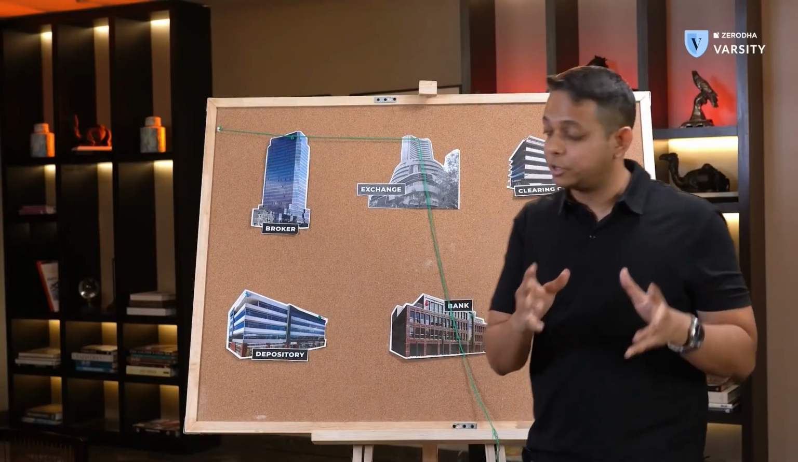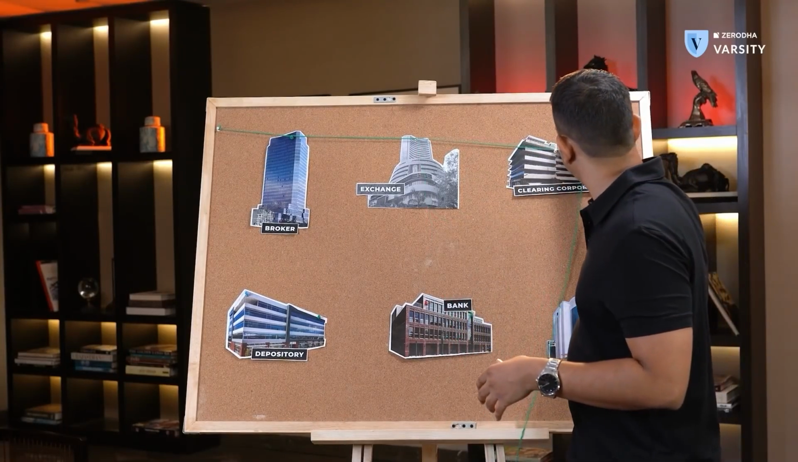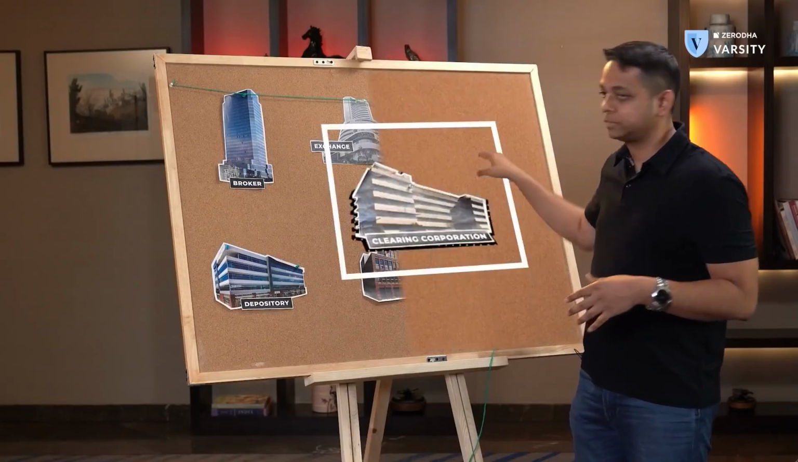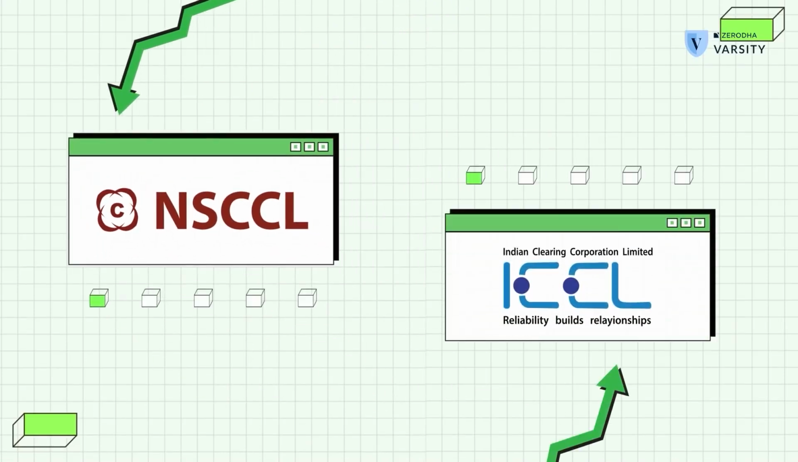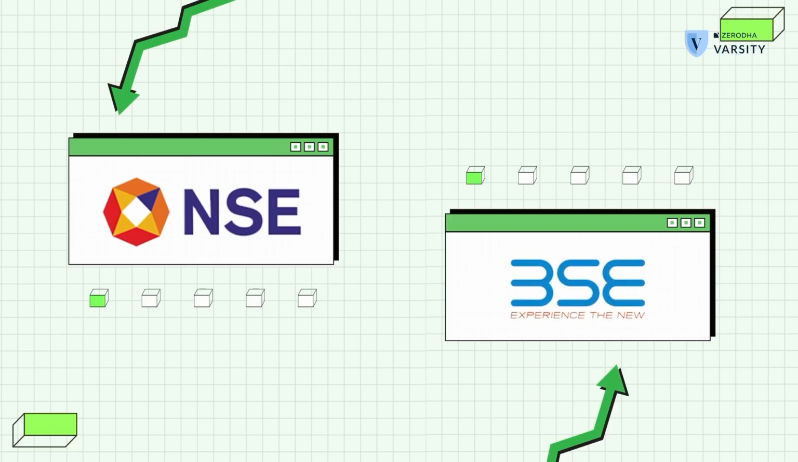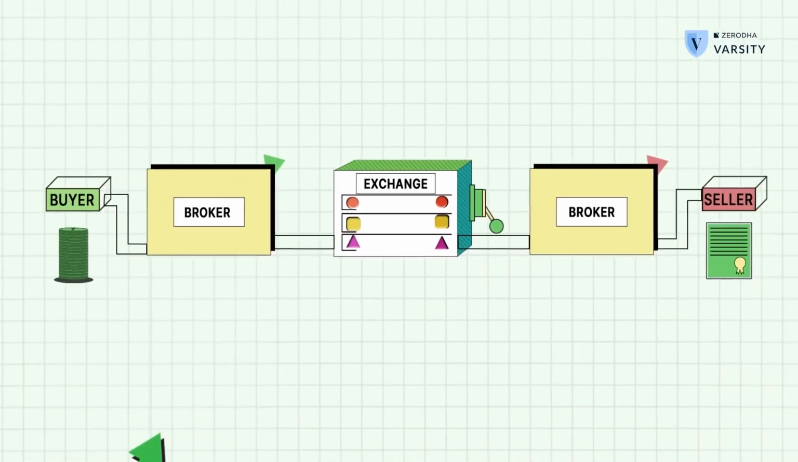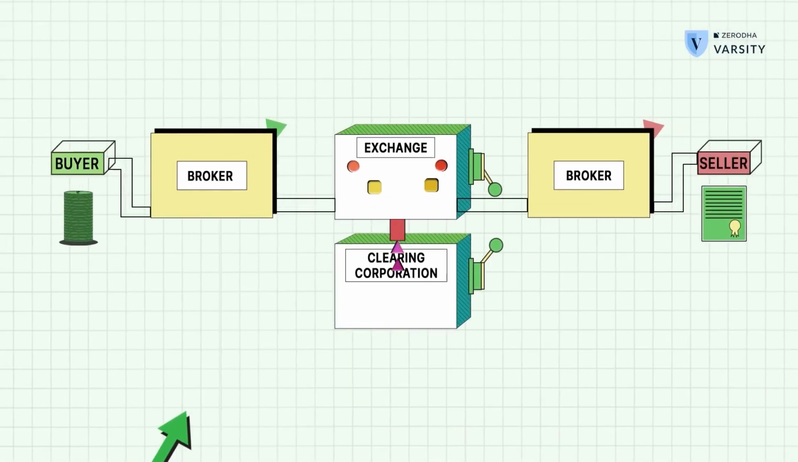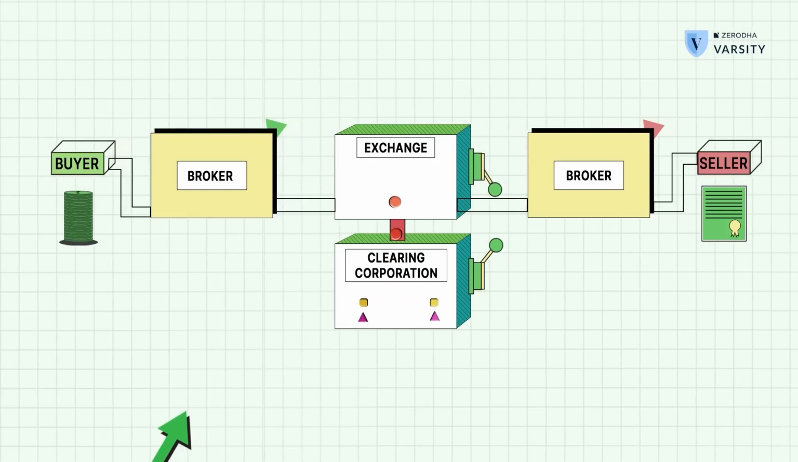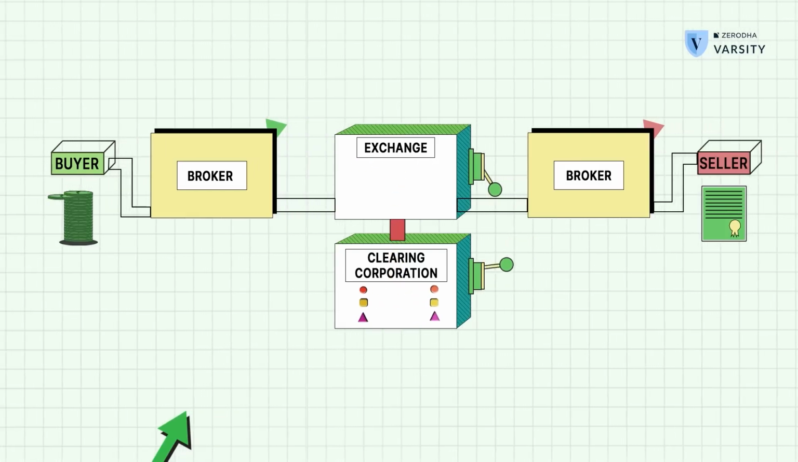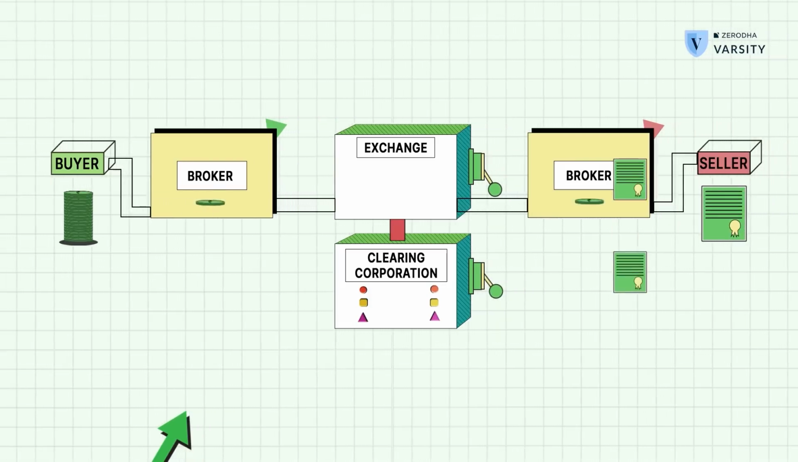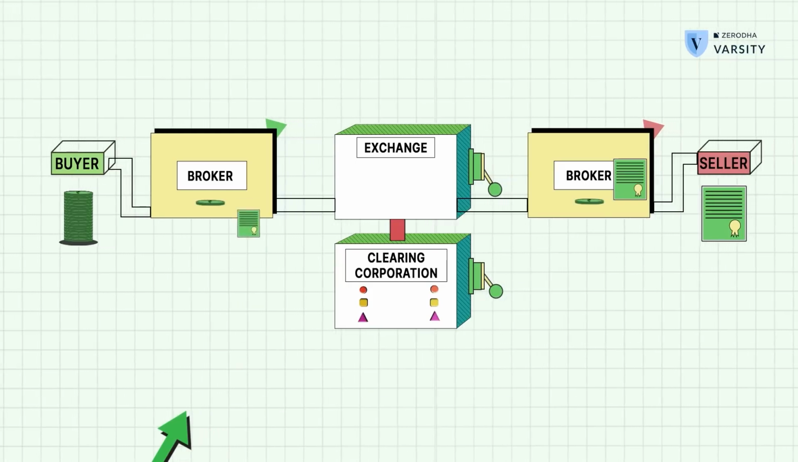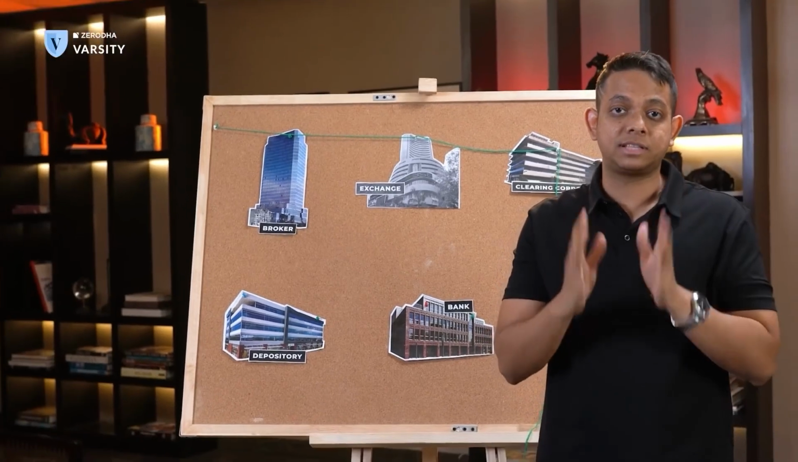So after the trade has been executed, we'll move to the clearing corporation where the trade will actually get cleared. There are two clearing corporations in the country, NSCCL and the ICCL. These are wholly owned subsidiaries of the National Stock Exchange and the Bombay Stock Exchange. So what are the functions of the clearing corporation? The job of the clearing corporation is to make sure that after a transaction takes place, it actually goes through, which means that the account which needs to pay the money is debited, and the shares get credited to the account which has purchased the shares. So neither the buyer nor the seller defaults on the transaction that took place.